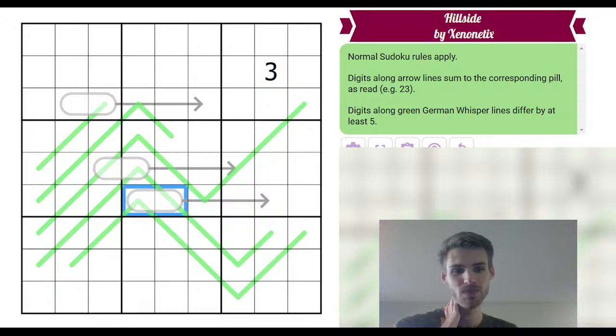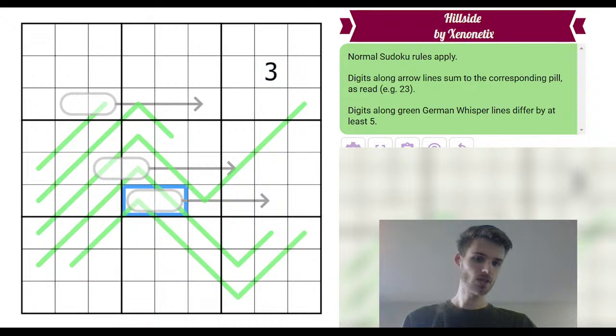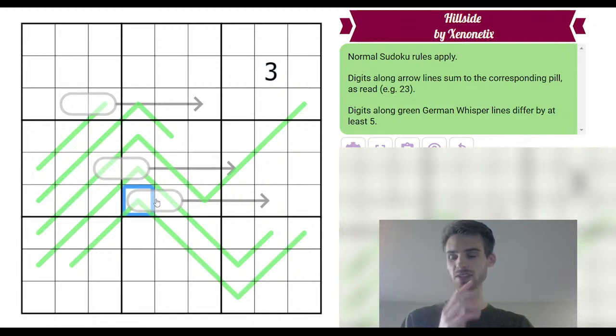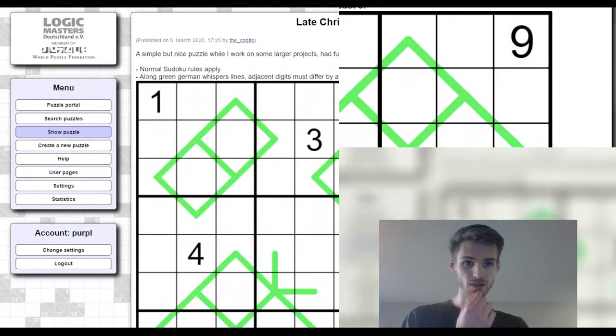It looks like, to me, it's 10 viewers. I'm not sure if it's more or less or 2.5. Okay. It looks like Hillside. That's what we're doing. I'll do Late Christmas at the start of next stream. I'll observe it so I don't forget.